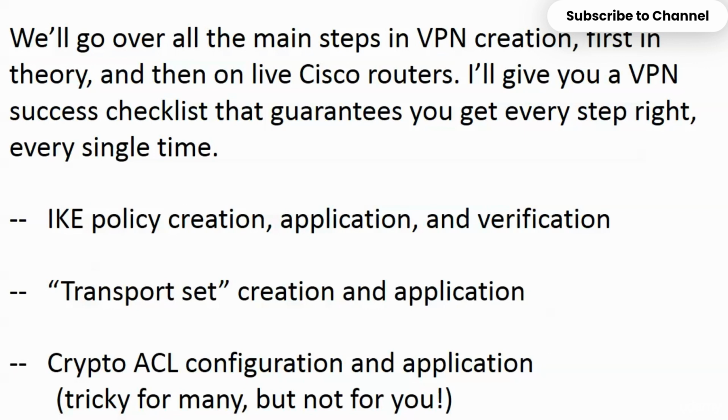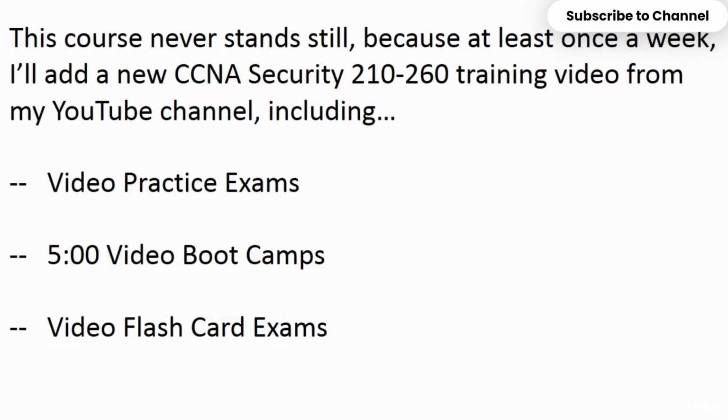We're going to go over IKE policy creation, application, and of course verifying. Something called a transform set with VPNs. We're going to create those. I'm going to explain them to you clearly, and we'll see how to apply them. And another kind of access list, a crypto access list, how to configure it and how to apply it. This gets tricky for a lot of people because they don't know a couple of simple success rules. But at the end of this free course, you will, and you will nail it on exam day.